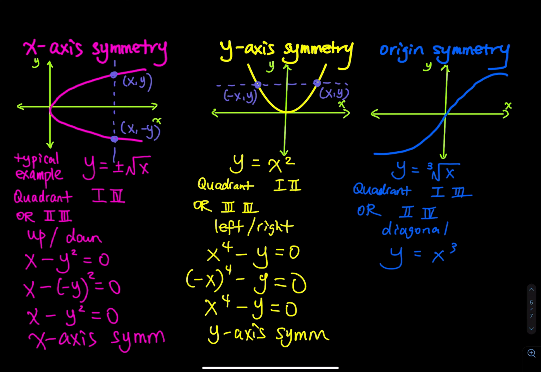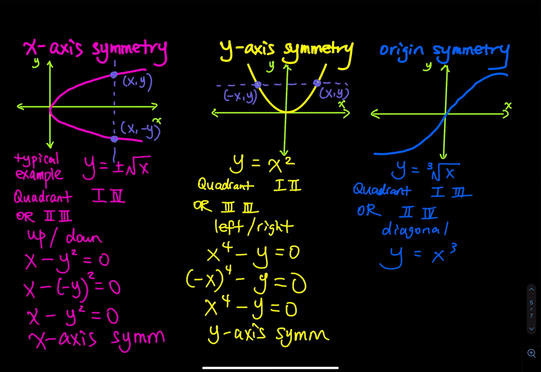Just use a parabola, either y equals x squared or y equals negative x squared, an upside down parabola that looks like this. That one is also a y-axis symmetry. So for the x-axis, up and down. For the y-axis, left and right. How about the origin? The origin is either in quadrant 1, 3 or quadrant 2, 4. I would just call that diagonal.